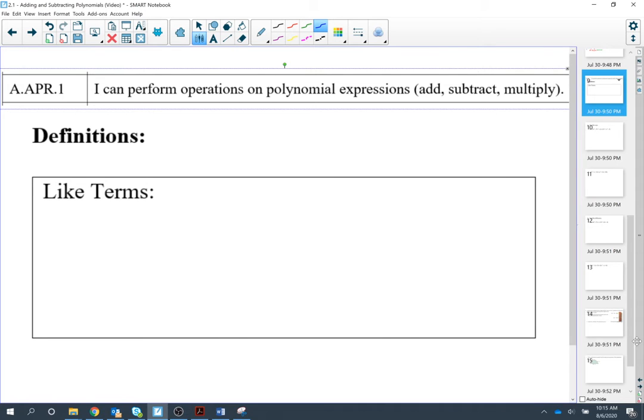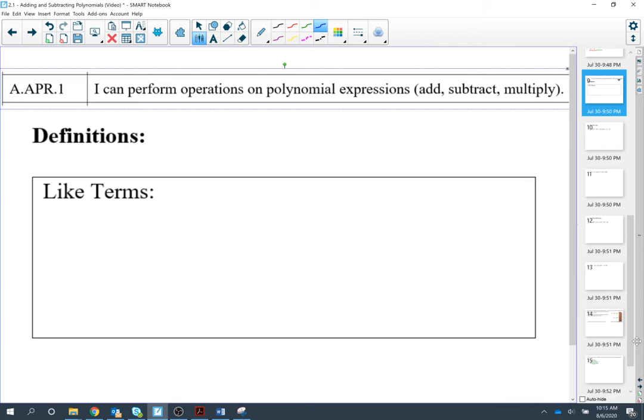Okay, everybody, welcome back. So now that we know what polynomials are, how to name them, and the different parts of them, we're going to look at our next standard, which is A.APR.1, where we're going to perform operations on them, meaning we're going to add, subtract, and multiply. Now, in order to do that, we need to know what a like term is.